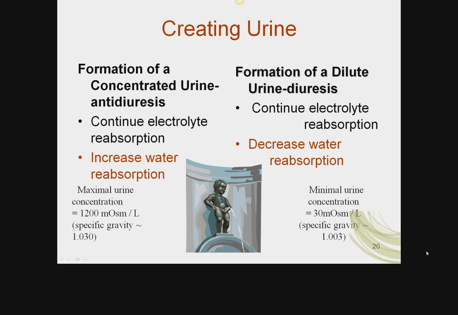We can produce copious amounts of dilute urine in striking contrast, and we can get that urine to have an osmolality of as little as 30 milliosmol, with a urine-specific gravity very, very close to water, 1.003.